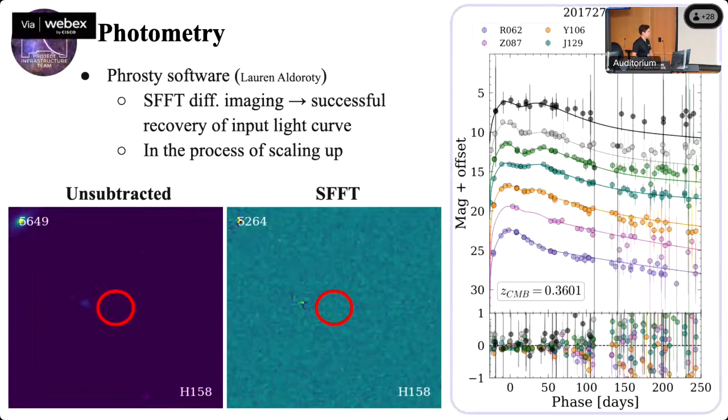From Frosty, again, Lauren gave this talk already, so I won't go into it too much. But the point here is trying to be fast, optimized to work on a GPU, to be able to get light curves very, very quickly with Frosty.